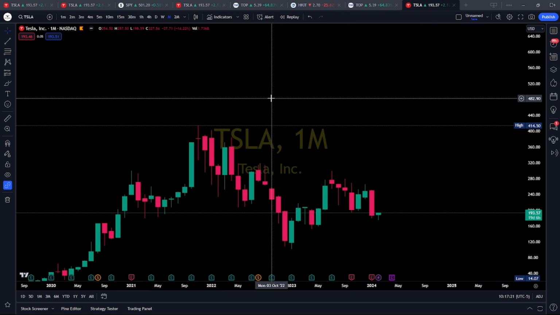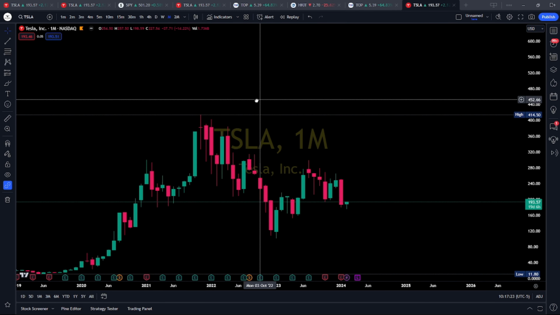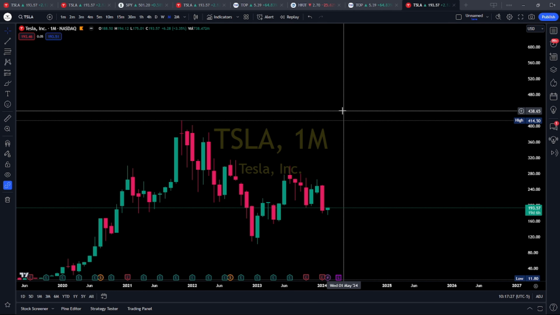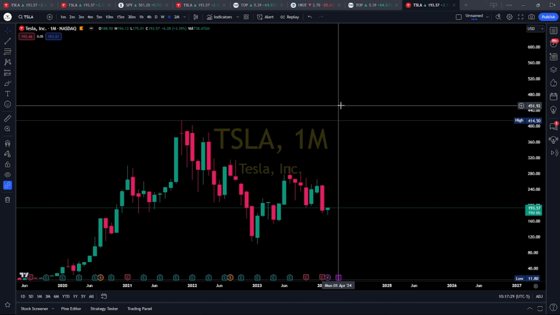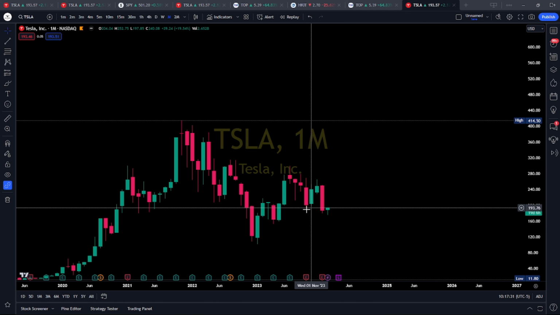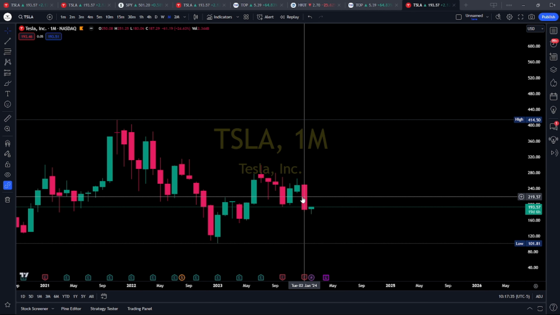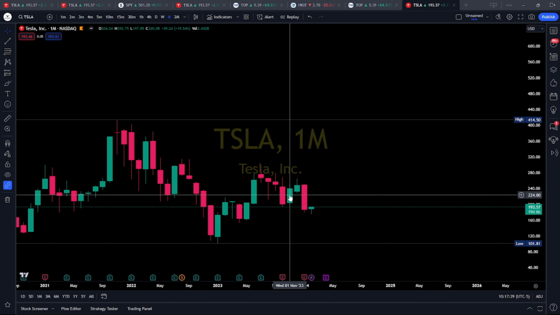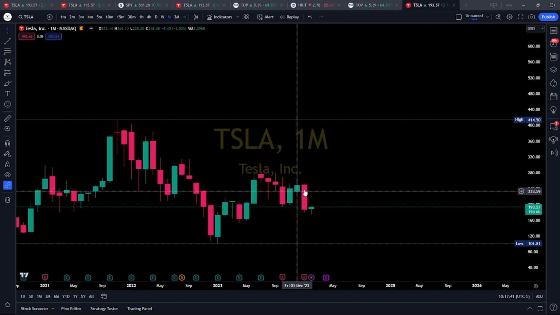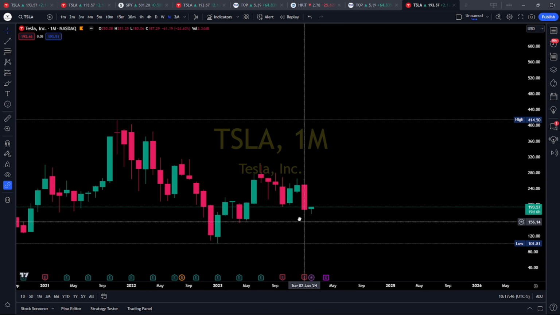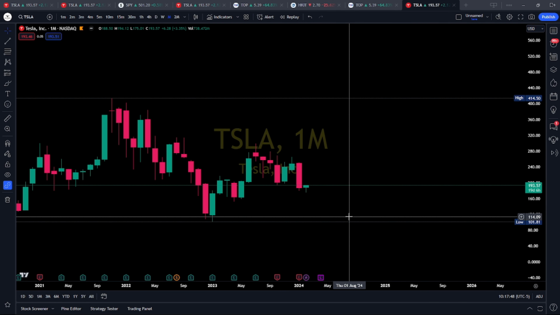So we're looking at a monthly chart, which for those who are not fully aware, this means that each one of these candles represents a whole month of price action that went up, down, left, right, whatever you want to call it. So each candle, these are candles, red candle, green candle, green candle, green candle, red candle. These are a month worth of data all compiled into that candle.